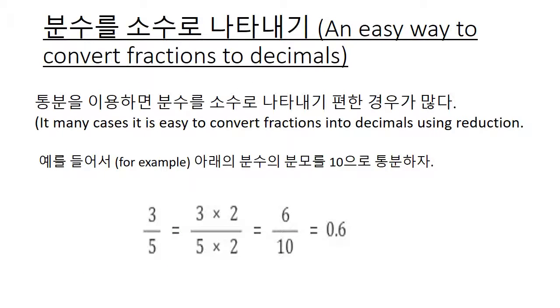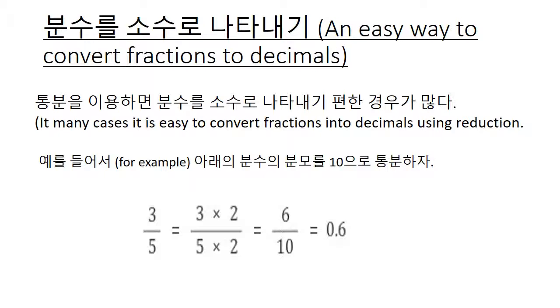Now we're going to look at an easy way to convert fractions into decimals. 분수를 소수로 나타내기. 통분을 이용하면서 분수를 소수로 나타내기 편한 경우가 많습니다. So in many cases, it's easy to convert fractions into decimals using reduction. 예를 들어서 아래 분수의 분모를 10으로 통분합니다. So let's take the fraction 3 over 5, 5분의 3.